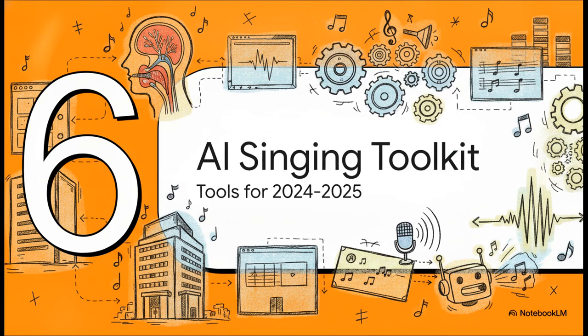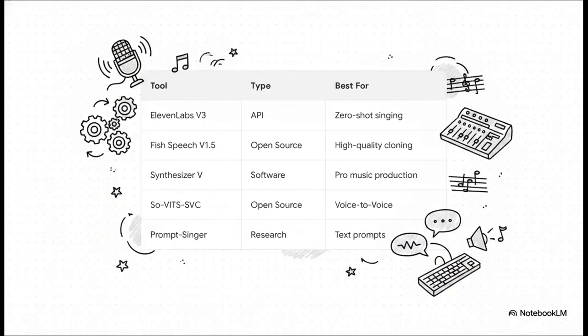Which brings us to our wrap-up, Section 6, the AI Singing Toolkit. This toolkit right here is your ultimate screenshot-worthy takeaway. Let's do a quick recap of your options. If you want an API for rapid prototyping and amazing zero-shot singing, you're going to use ElevenLabs v3. If you want open-source local hosting with high-quality voice cloning, you deploy FishSpeech v1.5. Now, if you are stepping completely out of the agent space and into professional music production that requires strict manual control, Synthesizer V is your software of choice.